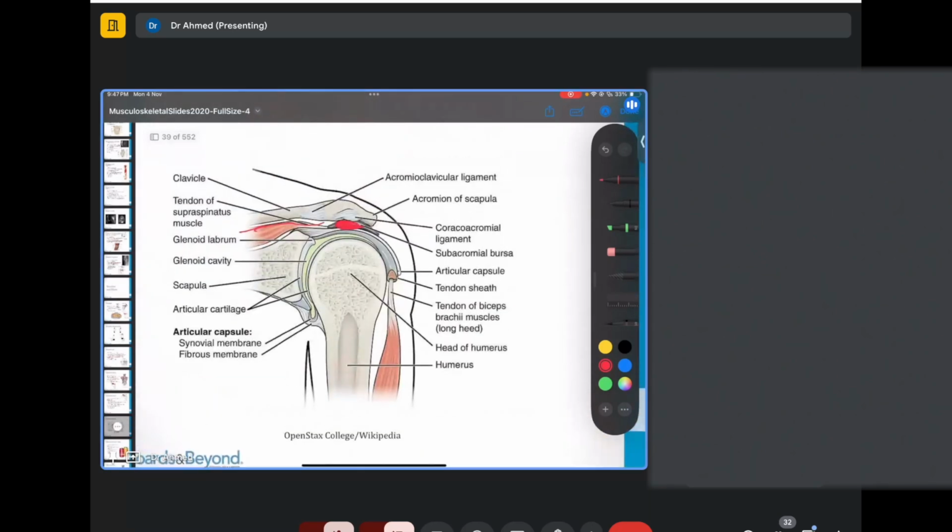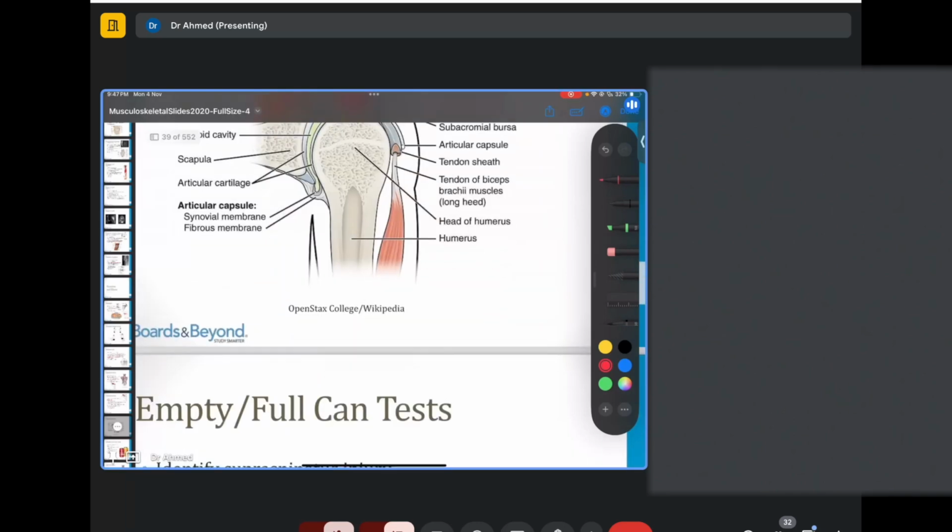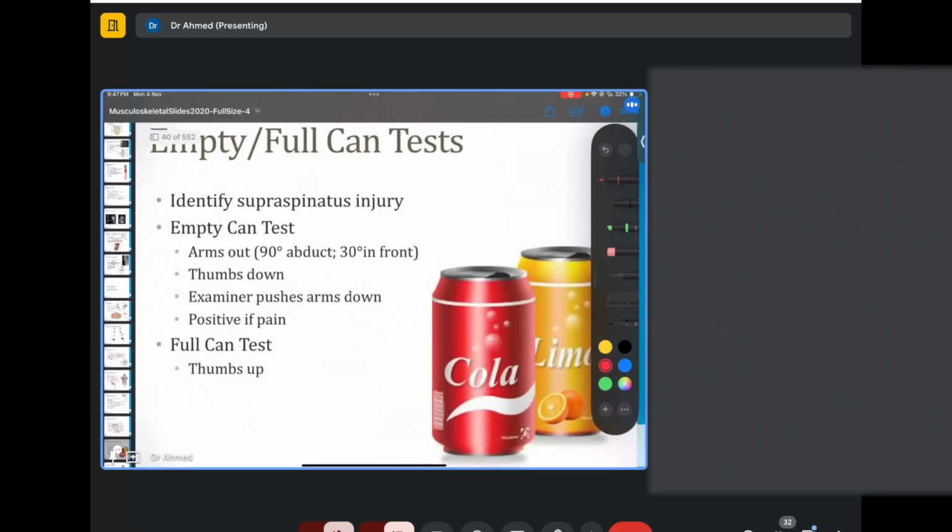Okay, how to check whether you have injury to your supraspinatus? You have two tests for that, known as the empty can test and the full can test. What do we do in the empty can test? Stretch your arm 90 degrees abducted, then 30 degrees in front, and move your thumb down or up. Thumb down means you're emptying the can. Thumb up means you have the full can, right? If someone is applying pressure at that position and you have pain, it would indicate injury to your supraspinatus muscle, right?